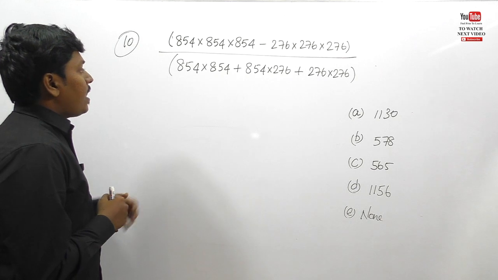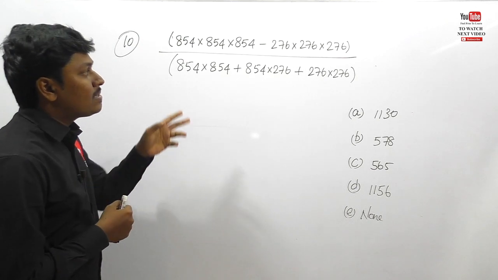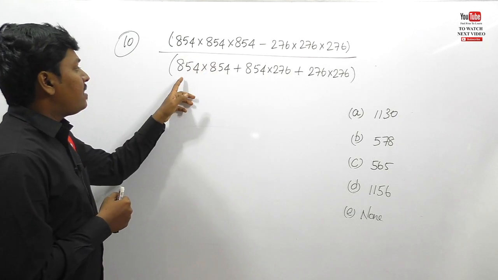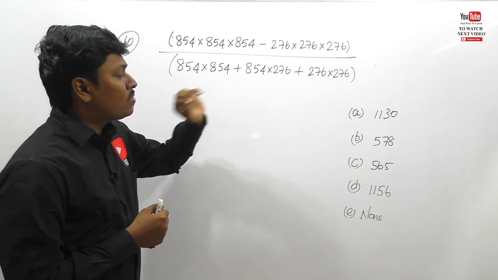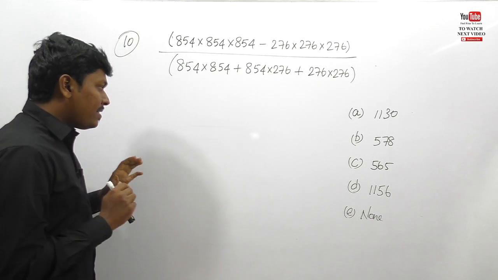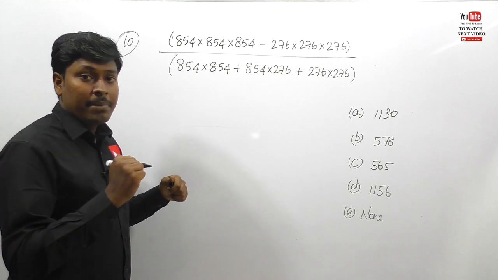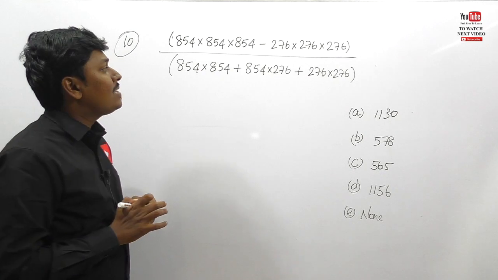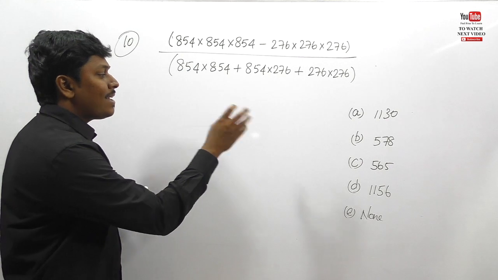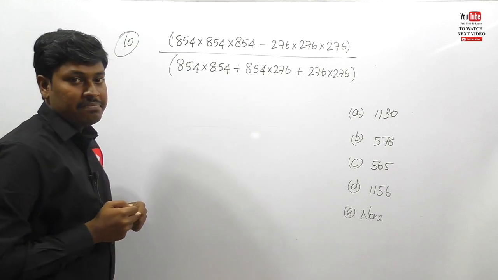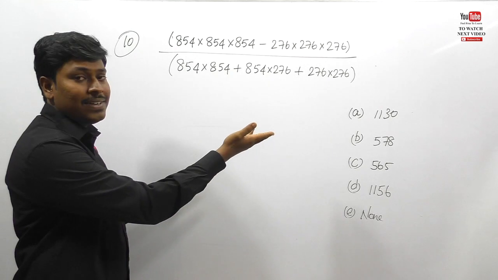Question number 10. 854 into 854 into 854 minus 276 into 276 into 276, divided by 854 into 854 plus 854 into 276 plus 276 into 276. Friends, if I see this question in the exam, on the computer, I will do one thing. I won't open my pen. I will close my pen and I will say the answer as 854 to 7. Then I will say the answer directly as 578 without using my pen and paper. Easily I can say option number B, 578, is the answer.